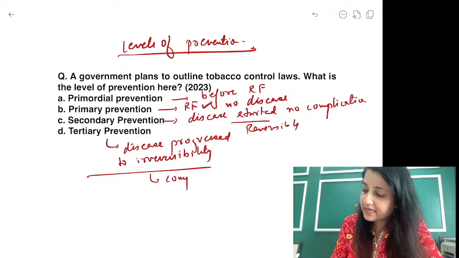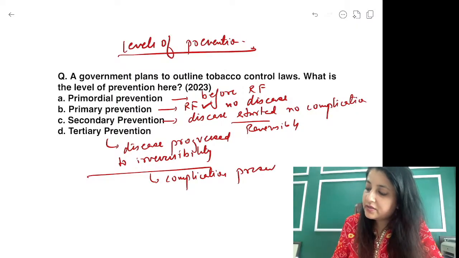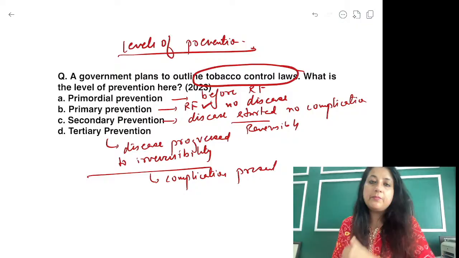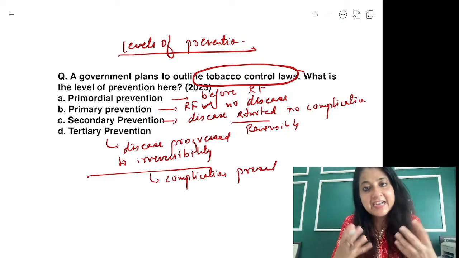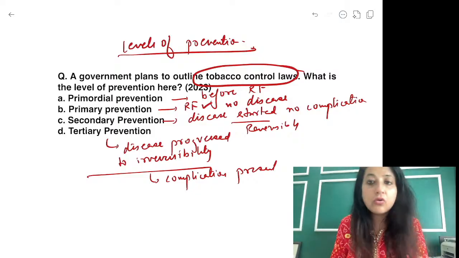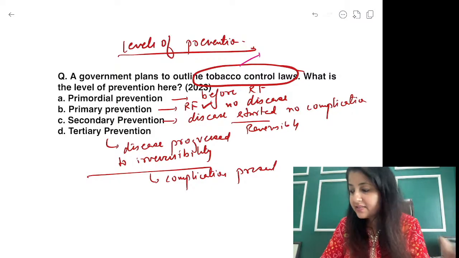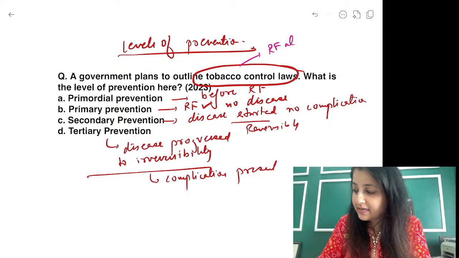That means what is happening now, guys? Complications are present. So here you just have to figure out if your government comes up with tobacco control laws. That means the answer is in the name itself, guys. Tobacco has to be controlled. That means you have to control tobacco. That means the risk factor is already present.